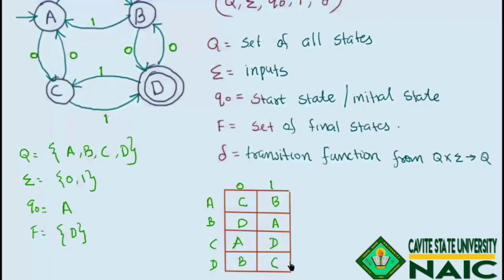So, this is the transition function that maps from Q cross sigma to Q. This is how to write the transition function for a DFA. So, this was the basic structure of the DFA.